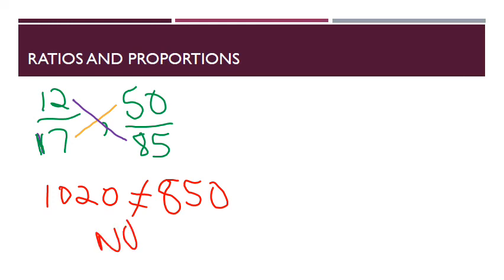All right, so that's assessing equivalency of ratios and proportions using either simplifying one or more of the ratios, or using cross products. Isn't it great?